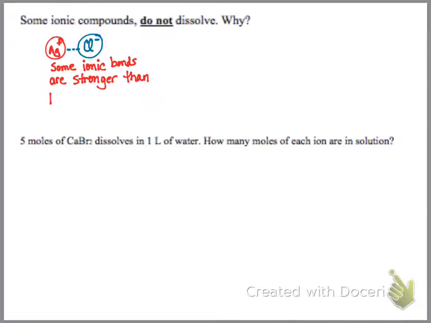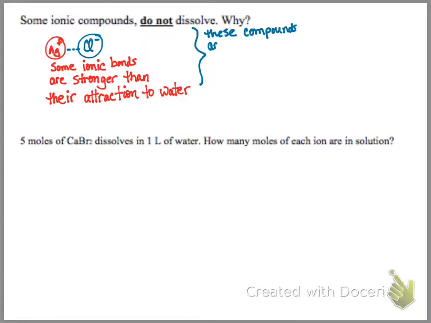So one of the compounds that doesn't dissolve is silver chloride, and it's insoluble in water because what happens is for some compounds the force of attraction between the ions is stronger than their attraction to water. So silver and chloride make a stronger bond than the attraction that silver has for water and chloride has for water if we add all of those energetics up.